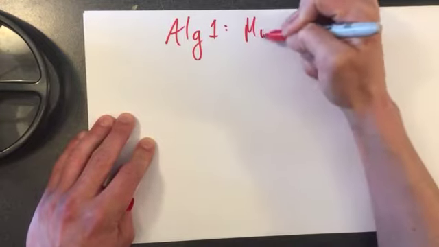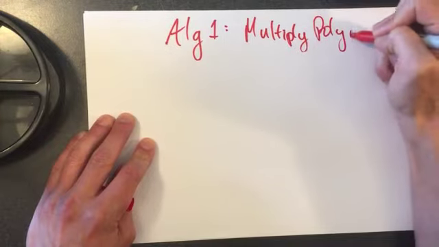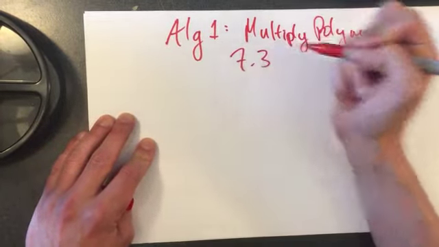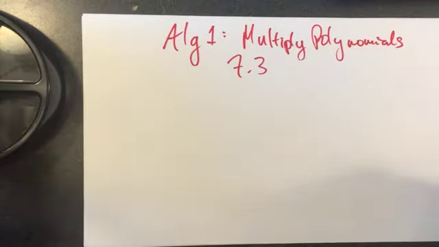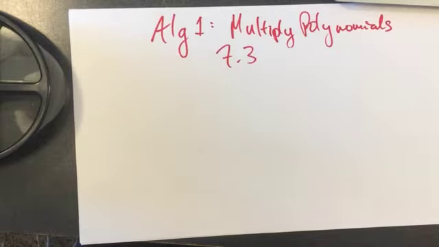We're talking about multiplying polynomials. And this is going to correspond to 7.3 if you're in the Big Ideas book with me. And if not, this is just a general lesson on multiplying polynomials. Let's talk about a little review from last time.